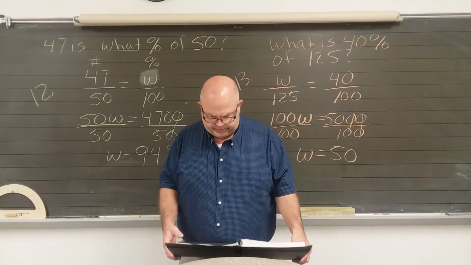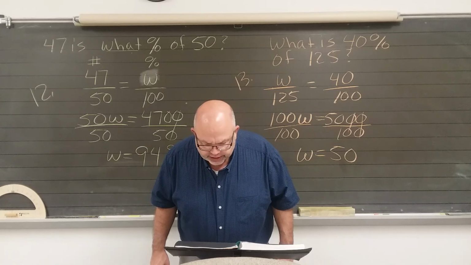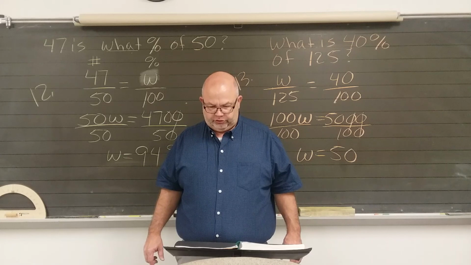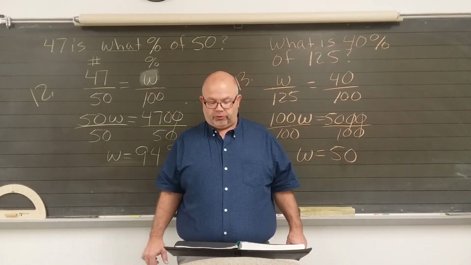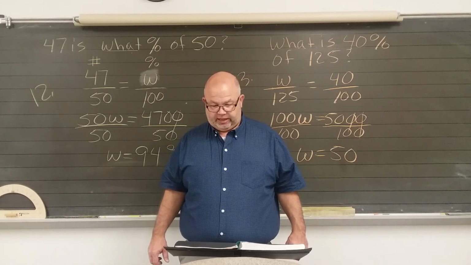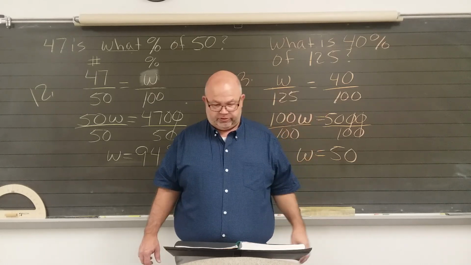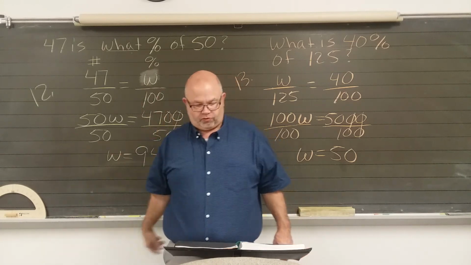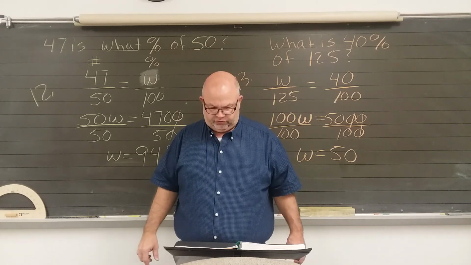Number 21, interest. Larry borrowed $32,000 for 3 years at 4% interest. So your equation should be 32,000 times 3 times 0.04. Okay, if you're getting the wrong answer on these, that's what this is. 32,000 times the time, 3, times the interest, 4%. Remember the decimal is 0.04 for 4%. Your answer for number 21 is $3,840.